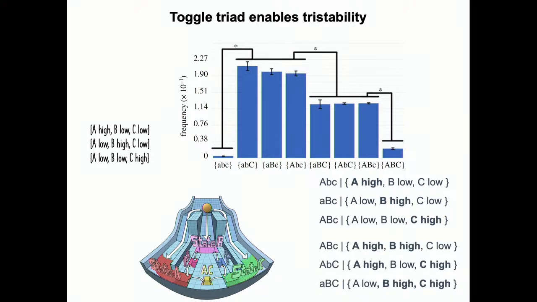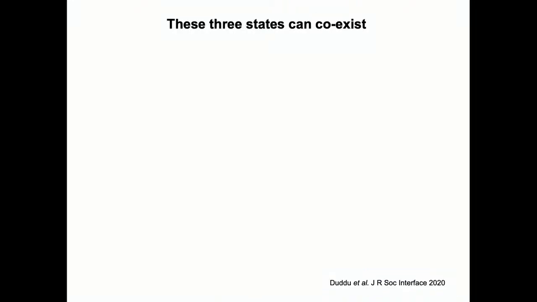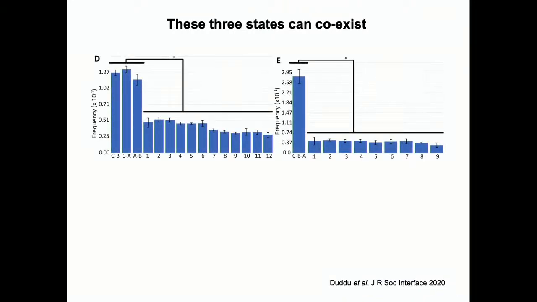So you get these states, but in addition to this, you get these hybrid states as well, right? So you could switch from state B to state A by going through this hybrid state, and similarly all these other possibilities exist. We showed that these states could coexist, so you look at the most frequent tristable states.